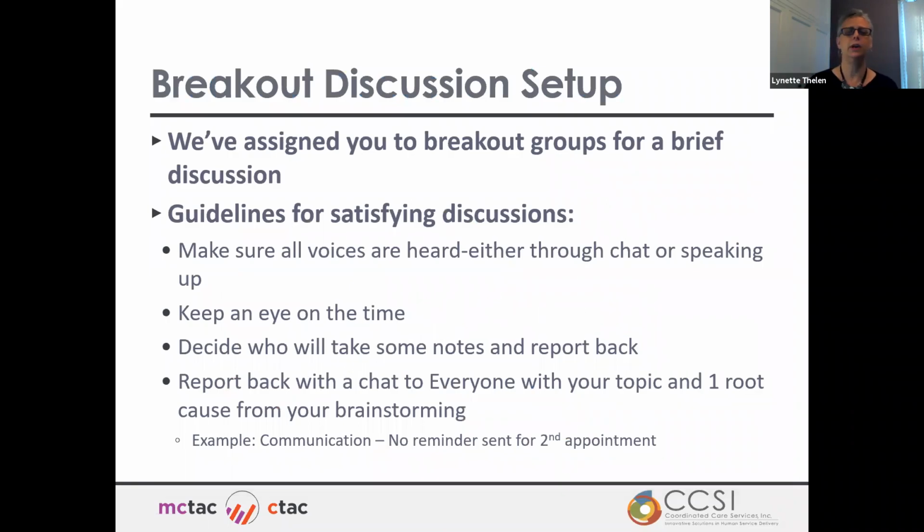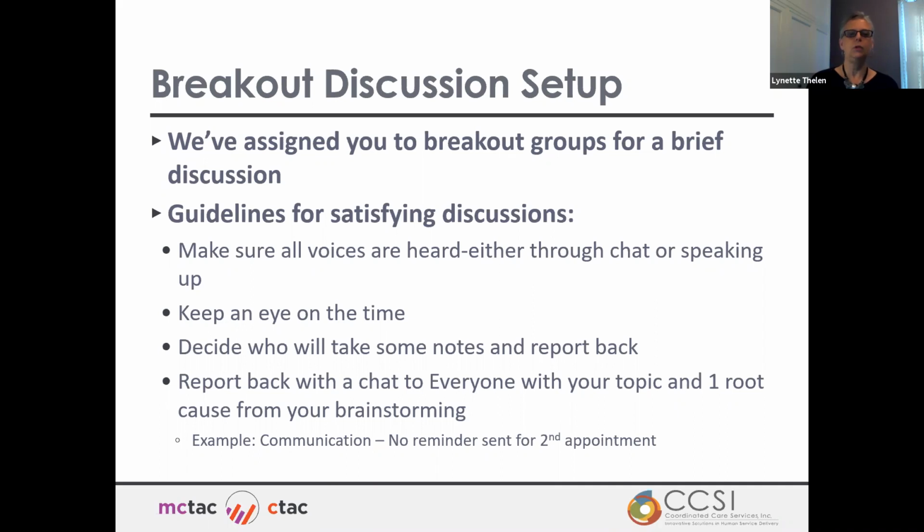We're going to move into breakout discussion groups in a moment. And just to remind you of how this works best in a breakout group, make sure that there's an opportunity for everybody to talk and share their thoughts. Keep an eye on the time. Before you start brainstorming, decide who's going to take some notes and report back. And our report back today, we're going to do that through chat.